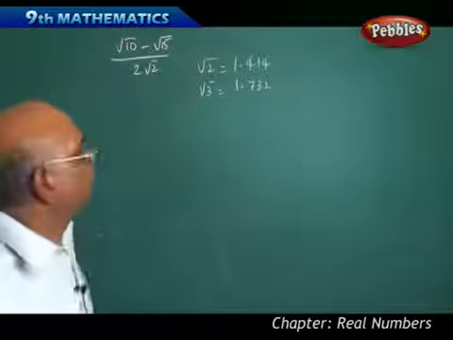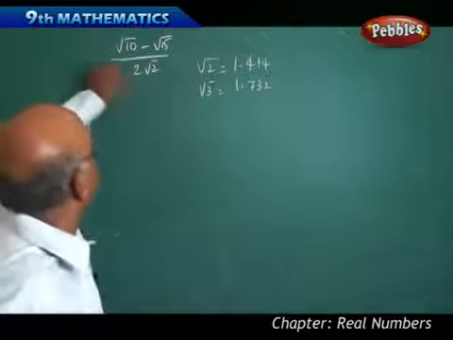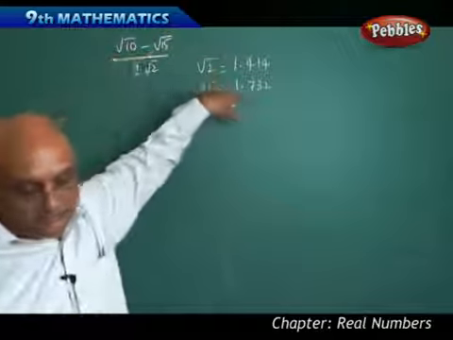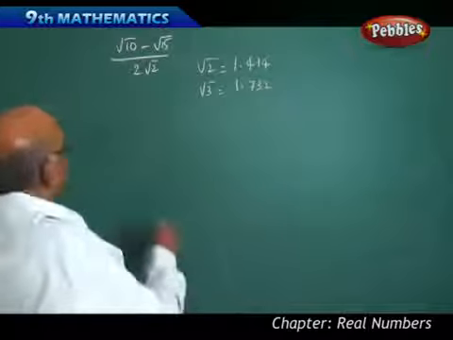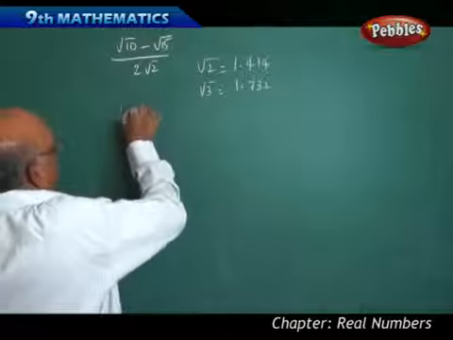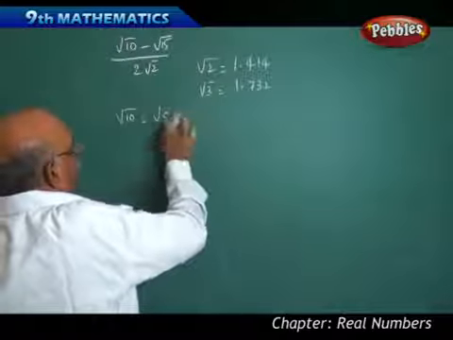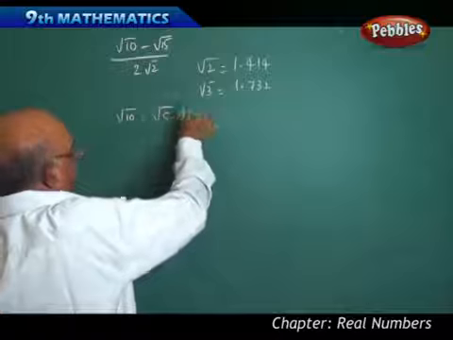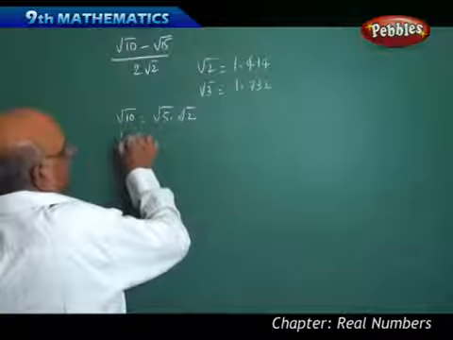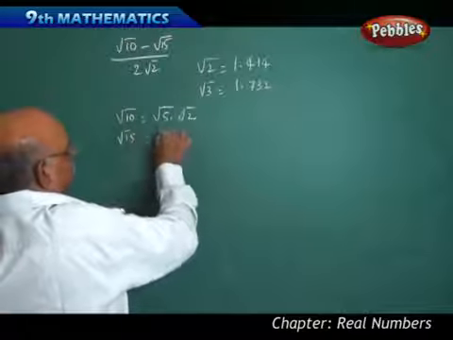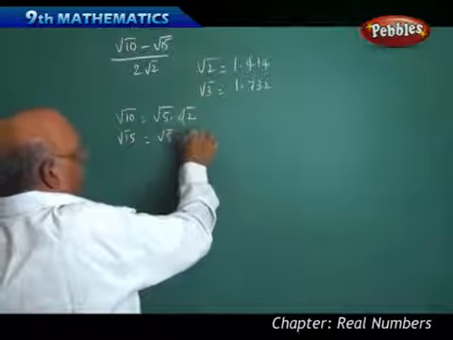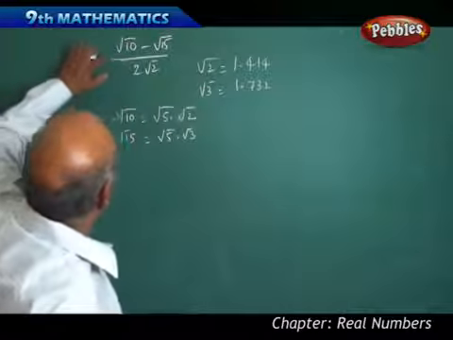Now, I want to find out the value of this one if these are the given things. Now, you can write like this. Root 10 can be written as root 5 into root 2. In the same manner, root 15 can be written as root 5 into root 3. Now, the logic is like this.